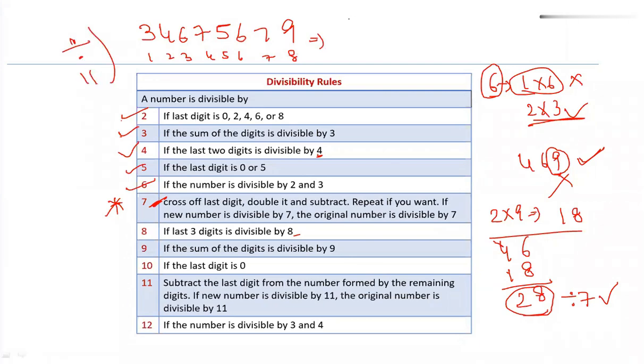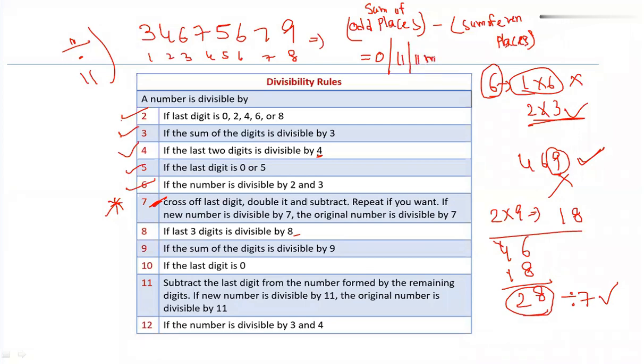So what is the divisibility rule of 11? You have to sum the odd places, and sum the even places. Sum of odd places minus even places. That difference should either be equal to 0, or equal to 11, or be a multiple of 11. If that is the case, then the number is divisible by 11.